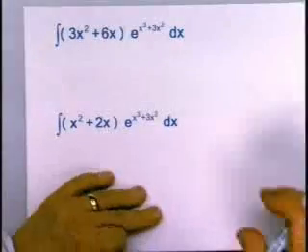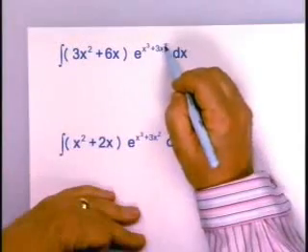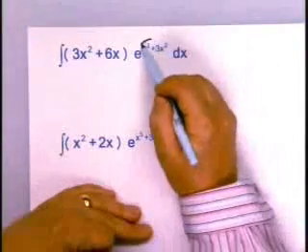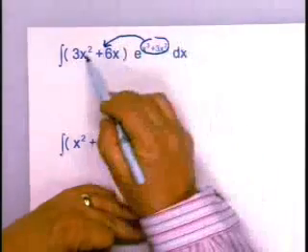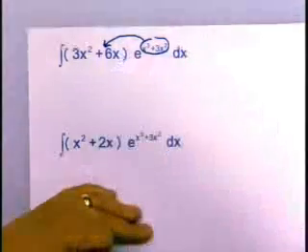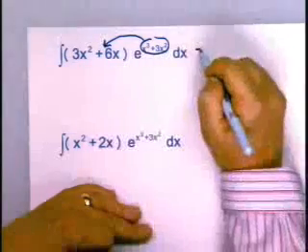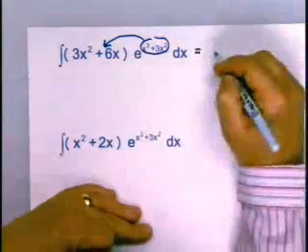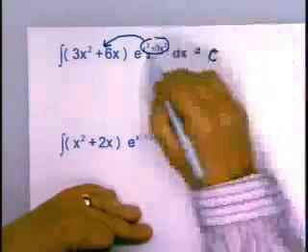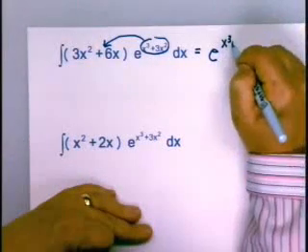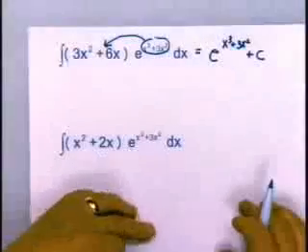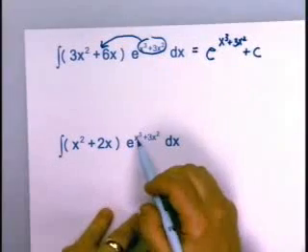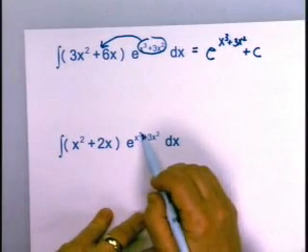In the first example, notice that I have e raised to the x to the third plus 3x squared power. And the derivative of x to the third plus 3x squared is 3x squared plus 6x. So I have exactly what I need to proceed with this integration, and so my answer would be e to this power, x to the third plus 3x squared. And I'm done.